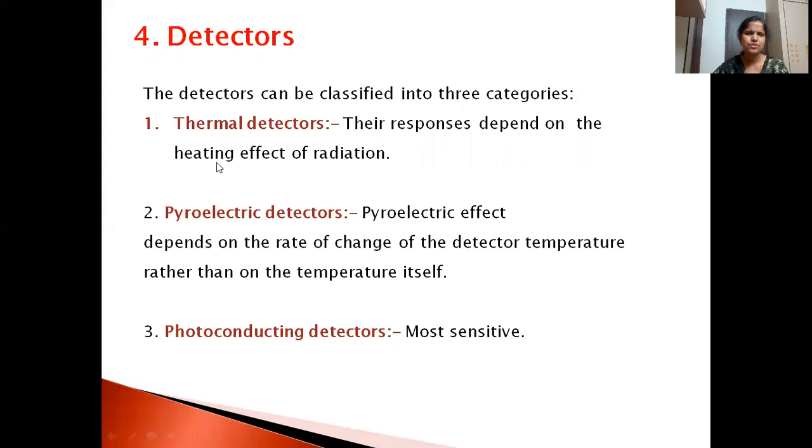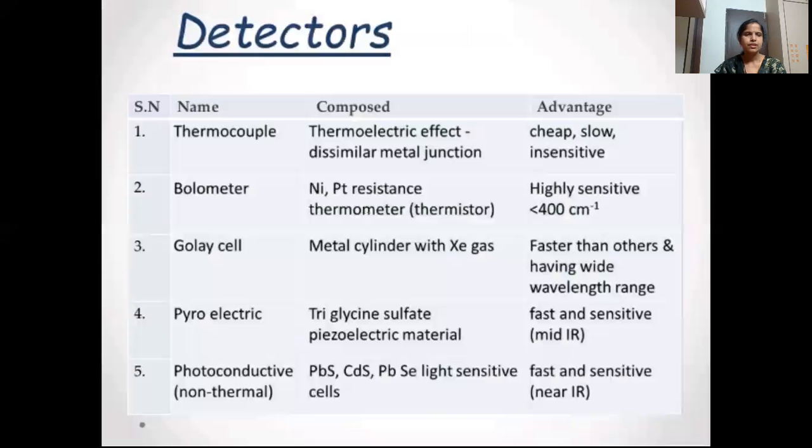Then we have detectors. We can use thermal detectors, pyroelectric detectors, or photoconducting detectors. Photoconducting detectors are very sensitive. Some examples of detectors are thermocouple, bolometer, Golay, pyroelectric, or photoconductive. Generally we use photoconductive detectors, which are fast and sensitive.